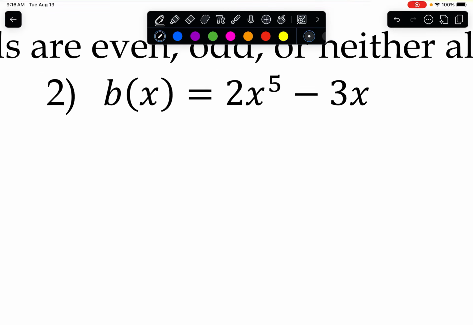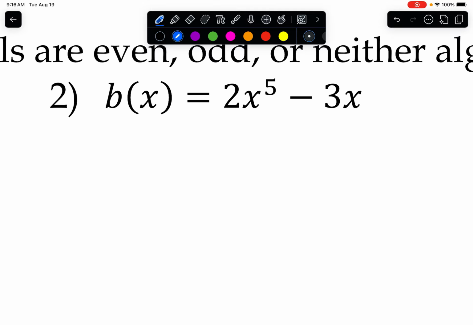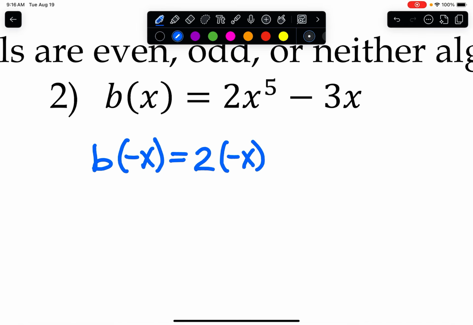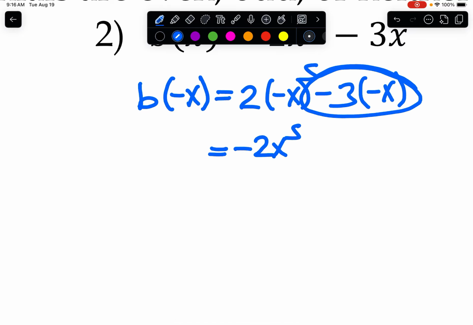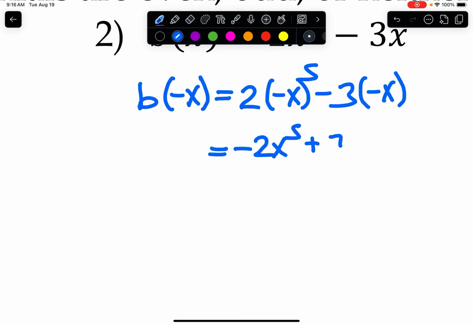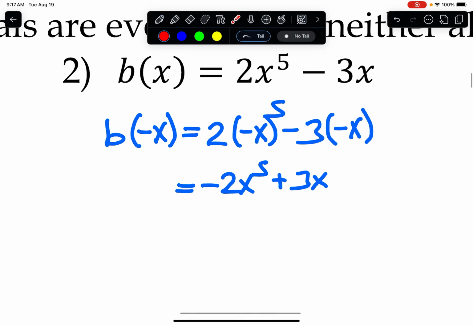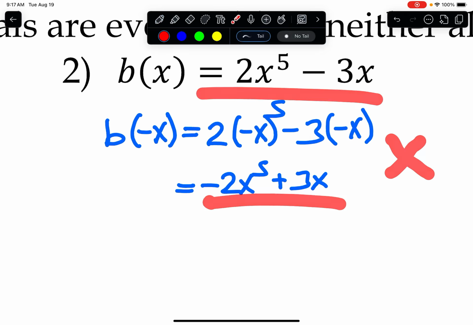So now I'm going to look at number 2. So this is b of x. So the first thing we want to try is b of negative x. So for every x value, once again, we're going to plug in a negative x. So this is 2 times negative x raised to the 5th minus 3 times the negative x. Now, because we have negative x raised to the 5th, that's going to be a negative result. So we're going to have negative 2x raised to the 5th, and then negative 3 and negative x are going to multiply and give you positive 3x. So option 1 and option 2, they don't match, so we cannot be even.